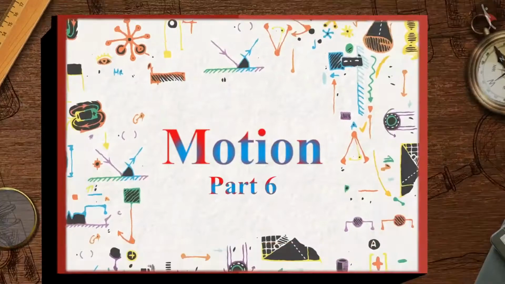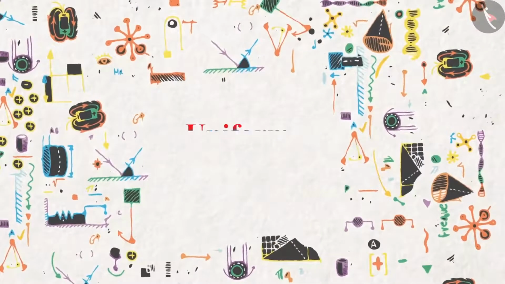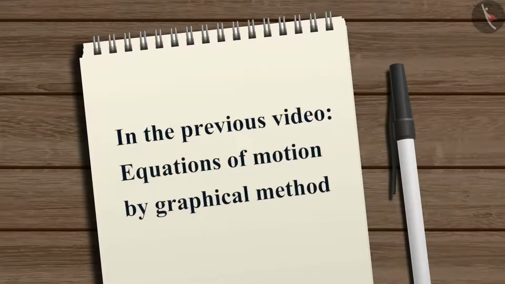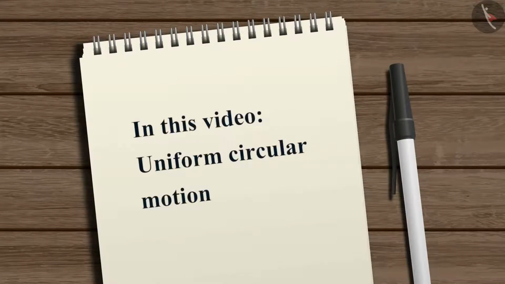Motion, Part 6. Uniform circular motion. In the previous video, we learned to represent the equations of motion by graphical method. In this video, we will learn about uniform circular motion.